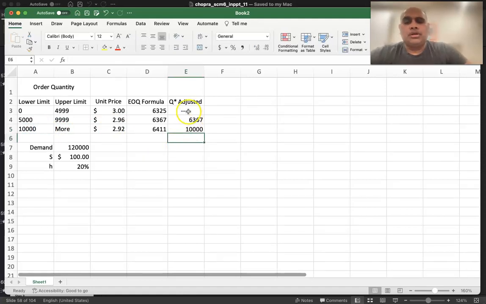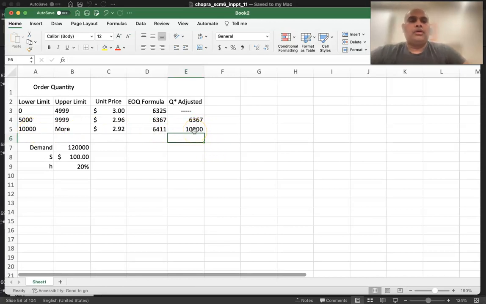Now remember, if this number is larger than the upper limit, you don't have to consider that. That will not be an optimal case. You can completely ignore it. But if this number is within the range, you keep the number. But if this number is smaller than the lower limit, then you order a minimum of 10,000.